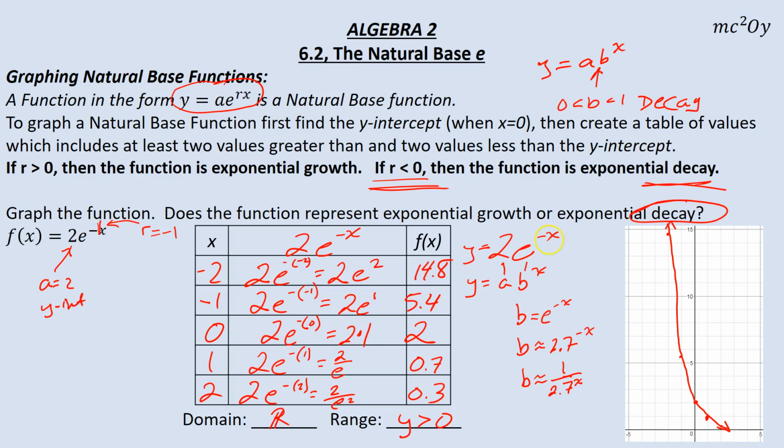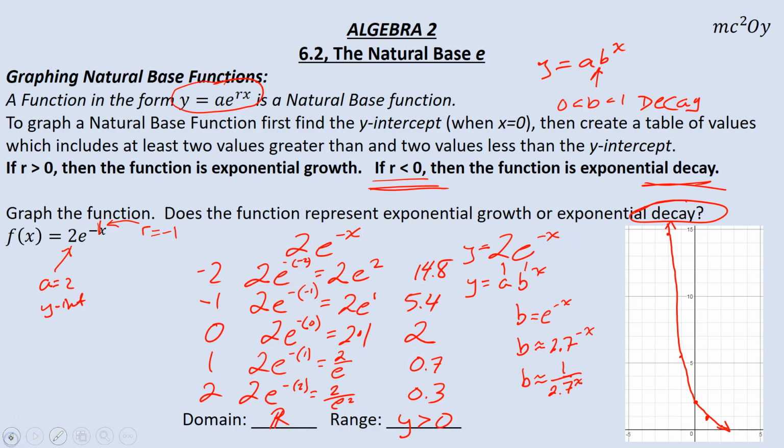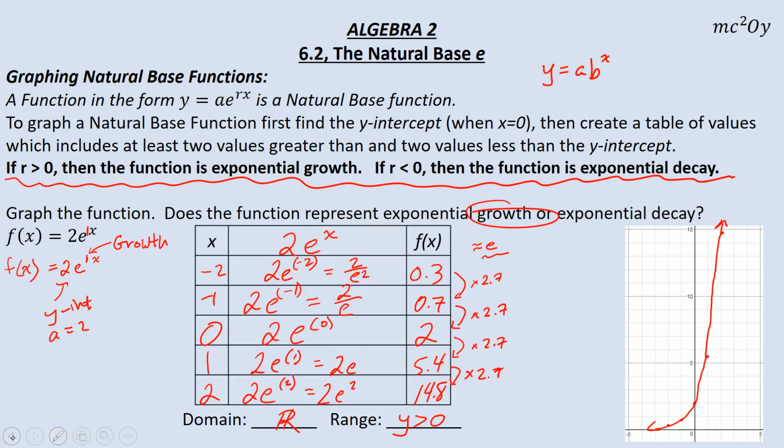And obviously, if x is positive, if we look back to our previous one, when we had our first one, y equals 2 times 2.7-ish, well, e, to the power of x. So in our growth function, that's y equals 2 times 2.7-ish to the x power. Well, this is b to the x, b is greater than 1. So when b is greater than 1, we have growth.